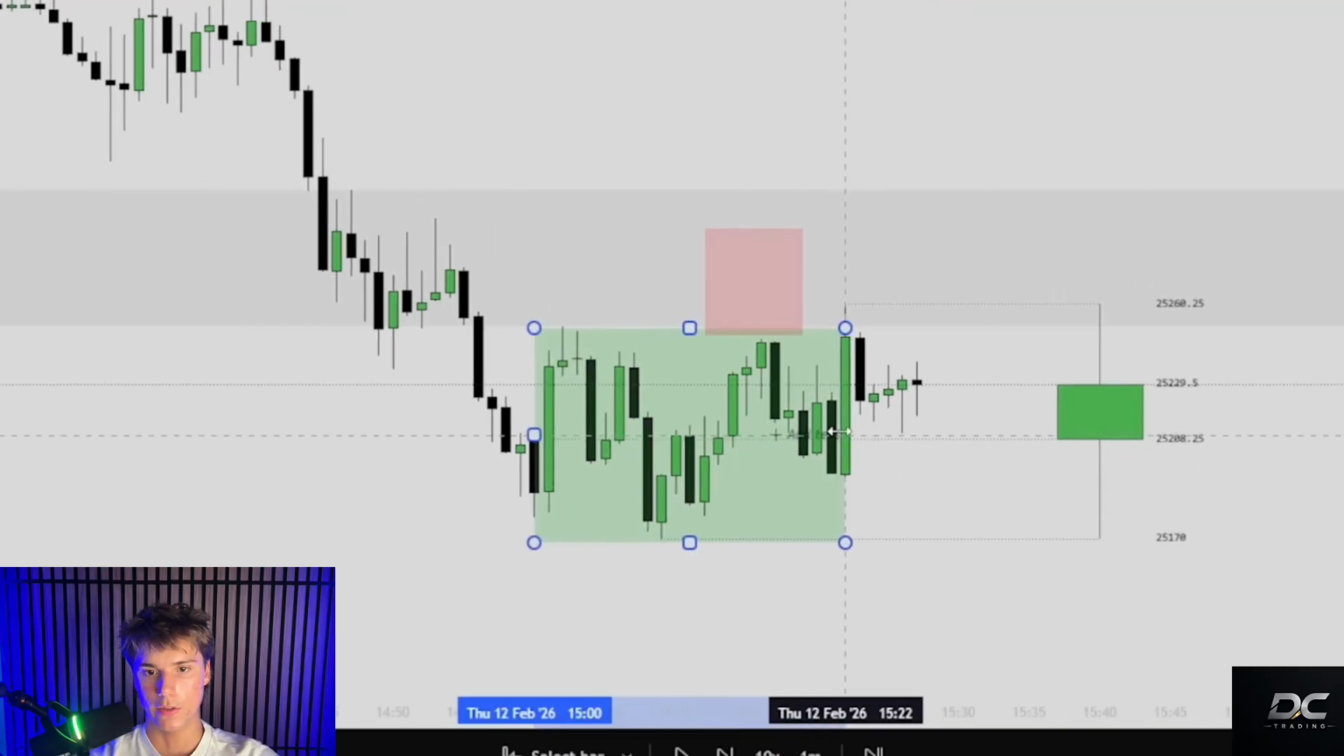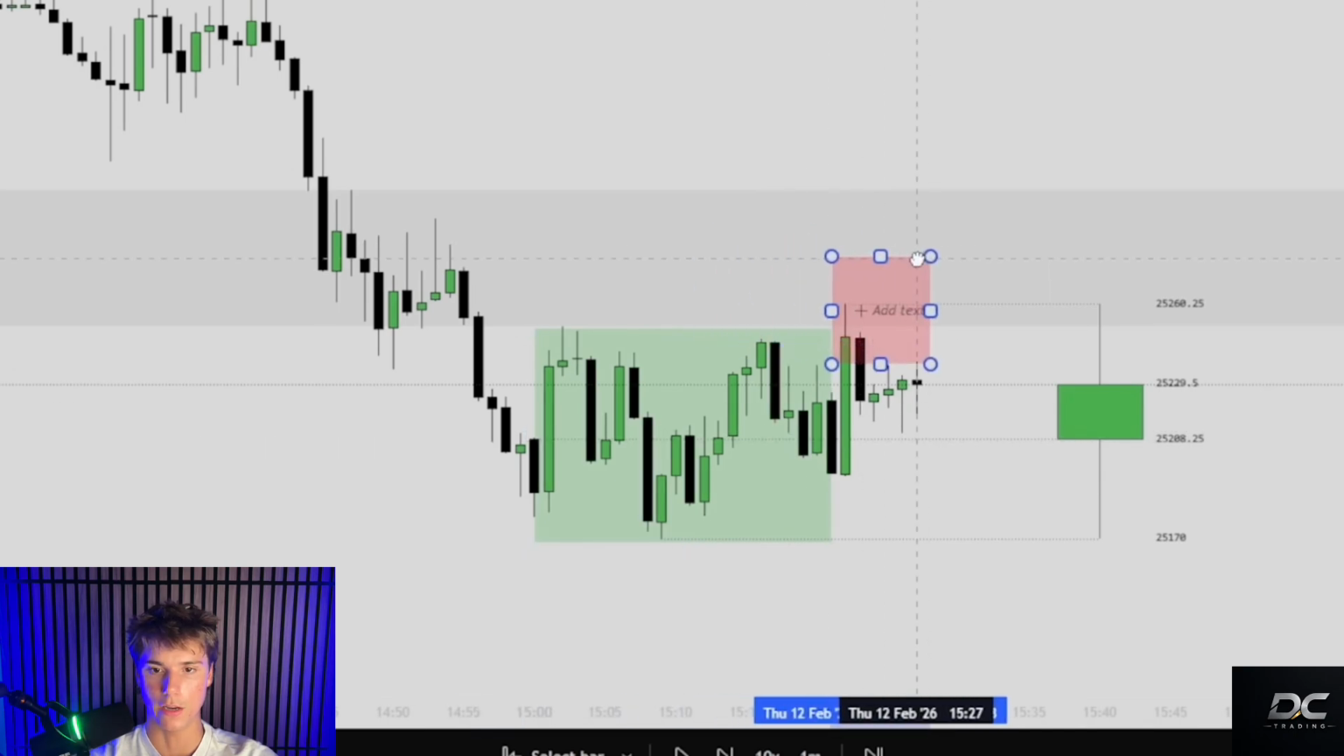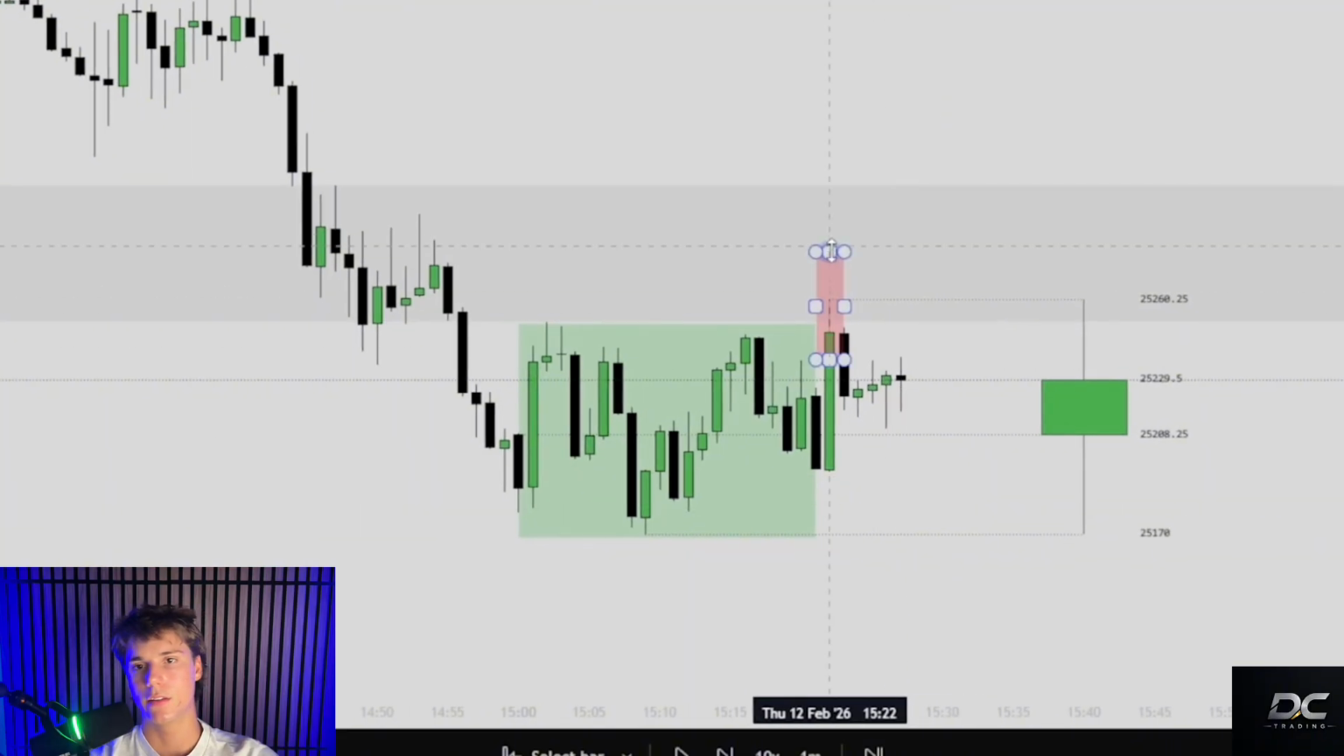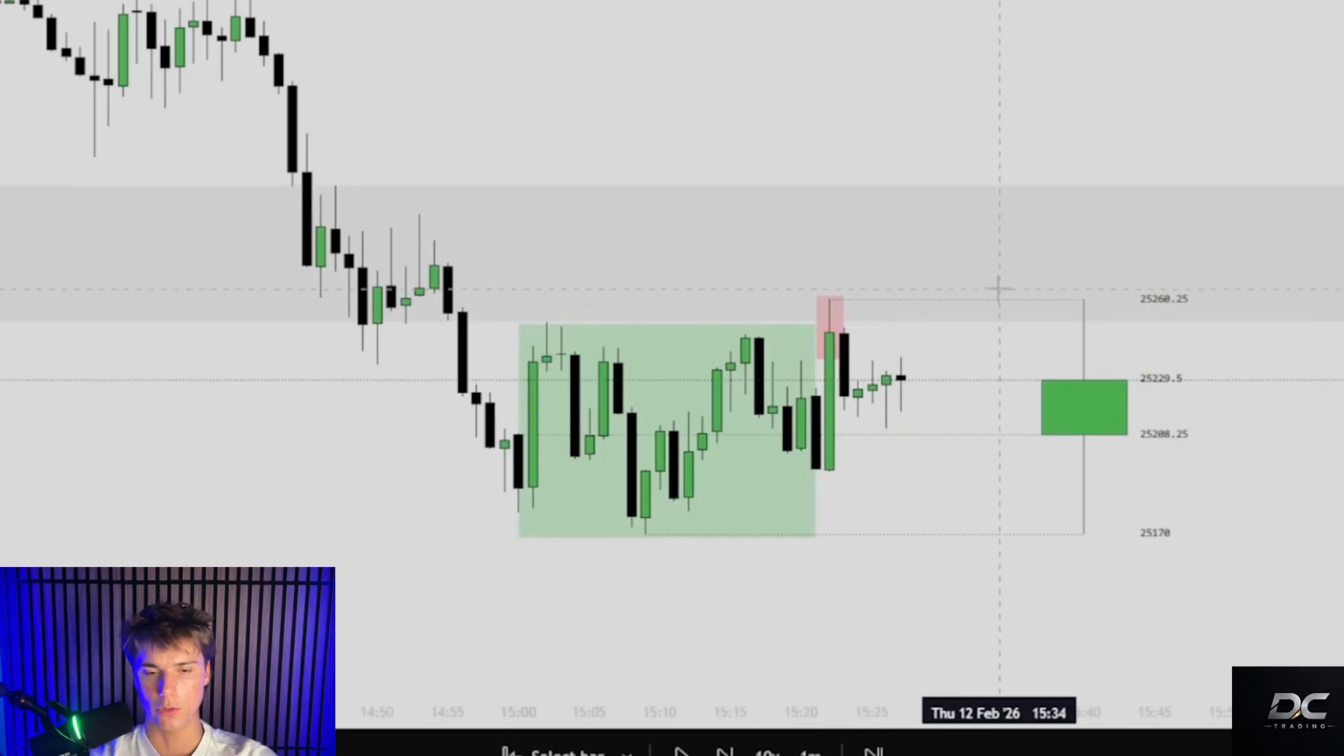And there we go. This is our manipulation move into the 15-minute fair value gap. And as we can see, it is a very instant reaction. And now what are we going to do? We're going to instantly trade this. No, this would be predicting. We are going to react.